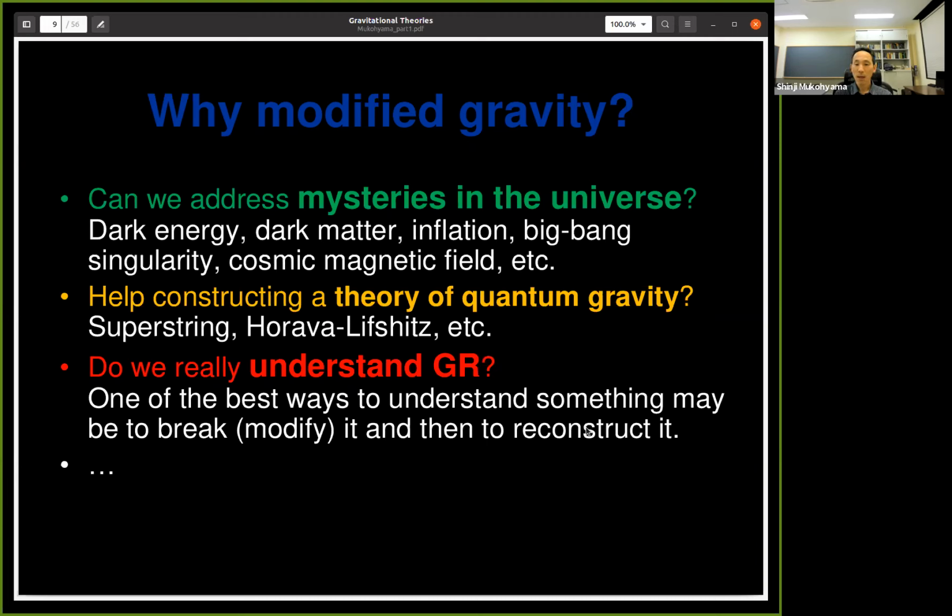Then we constrain the possible modifications by observations and experiments. And even theoretically, I think it's not easy to modify gravity in a consistent way. We try hard to modify gravity, and then we may learn something about GR. And of course, if a deviation from GR is discovered, that would be really great. So this is the third motivation.